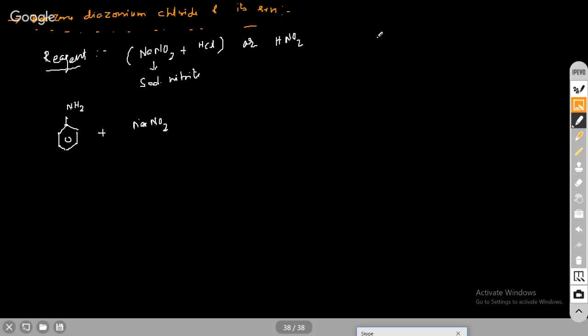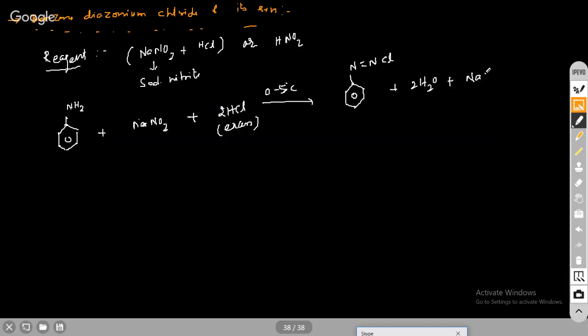NaNO2 plus HCl, with HCl in excess. And this reaction usually takes place at very low temperature, around 0 to 5 degrees Celsius. The product we get here is benzene diazonium chloride, which is ring N double bond NCl, plus H2O goes out and NaCl forms.